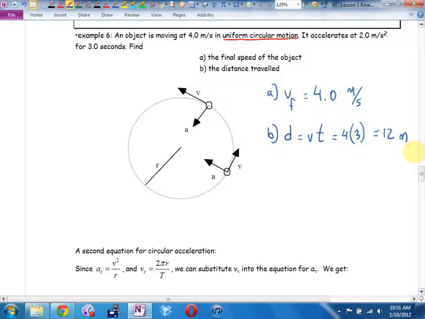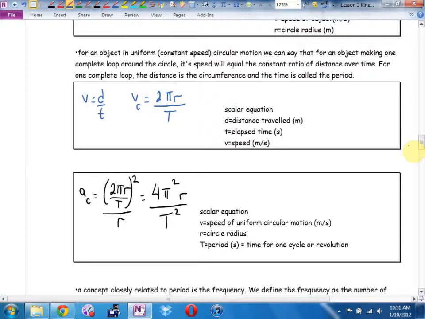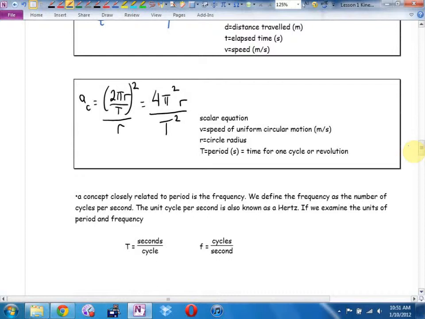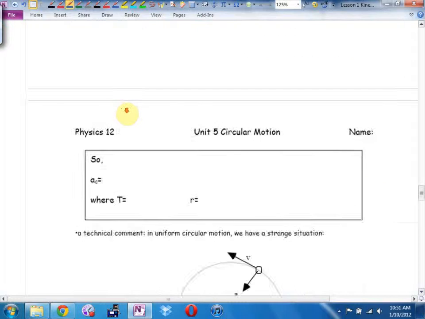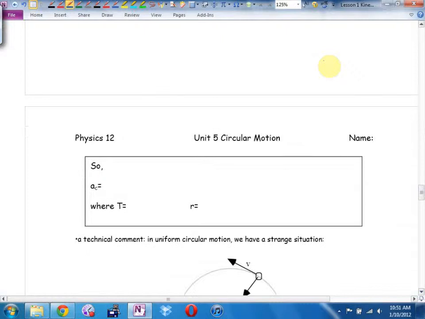I'm looking at this here, and I think I meant to put it in this box here. It says, since AC equals V squared over R and VC equals 2 pi R over T, we can substitute VC into A, and we get AC equals 4 pi squared R over T squared, where T is the period, that's the time to go once around, and R is the radius. It's okay to write it twice.